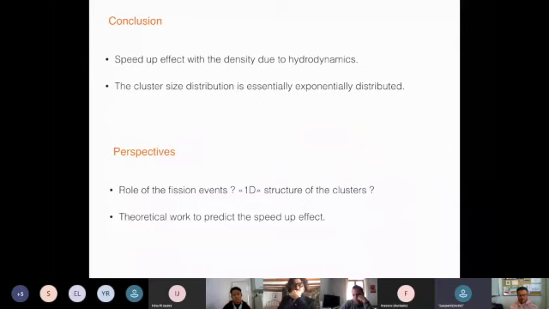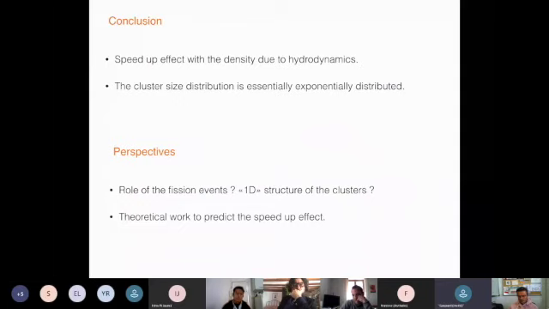So to conclude, we have seen a speed up effect, so an increase of the velocity with the density of these particles, and this increase is due to hydrodynamic bound states between the particles, from hydrodynamic interaction. And we've seen that the cluster size of these hydrodynamic bound states is essentially exponentially distributed. So now we are working again with theoreticians to see if we can predict and have an analytical expression of the velocity, and see if we can predict this speed up effect.